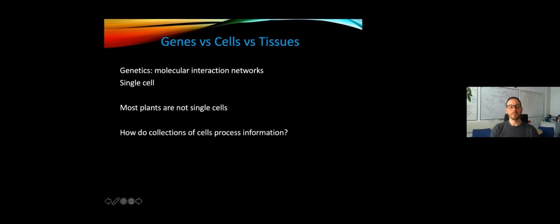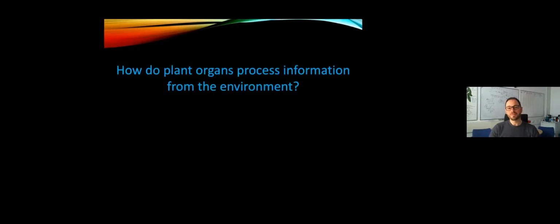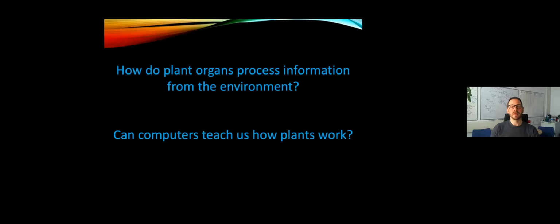So going back to what I said at the beginning, genetics versus cells versus tissues. In genetics, we have molecular interaction networks, which can explain what occurs within individual cells, but plants themselves are not single cells. So the question we're asking here is, how do collections of cells process information? To do this, we're asking: how do plant organs process information from the environment? We're taking a view to computers to see whether the way computers have been designed can teach us about how plants are working.